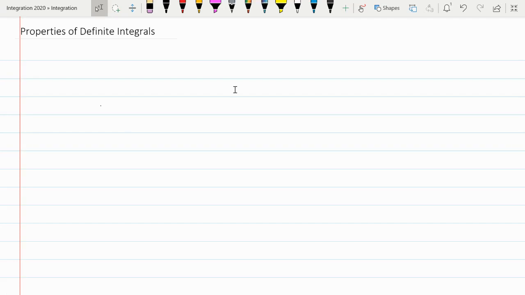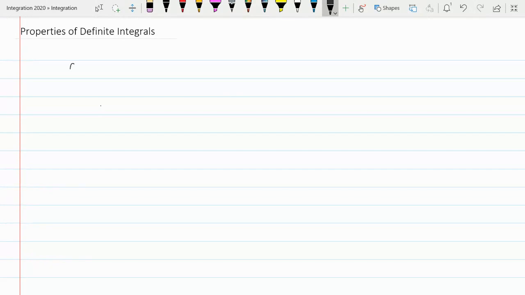Hello. In the previous video, we've been dealing with definite integrals and how to evaluate the value of the definite integral. Today, we are going to talk about the properties of definite integrals. When looking at the properties of definite integrals, we can start with the following one.